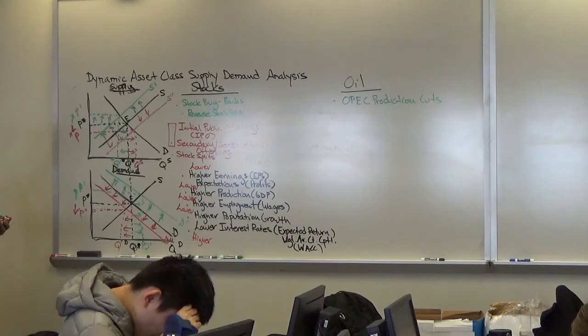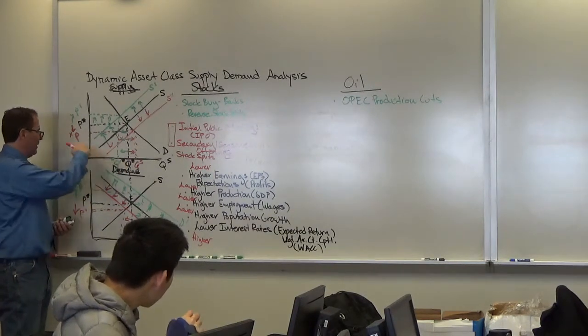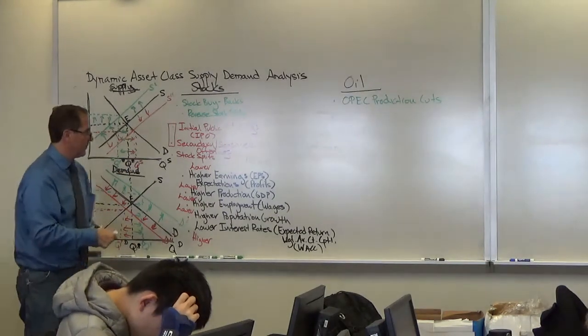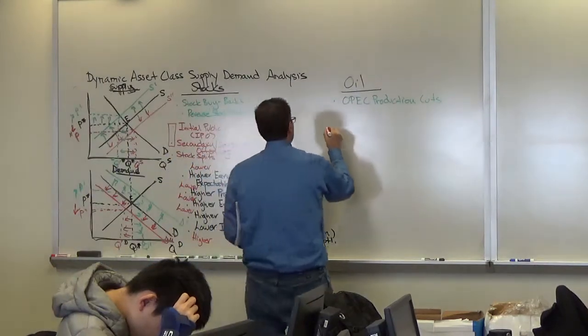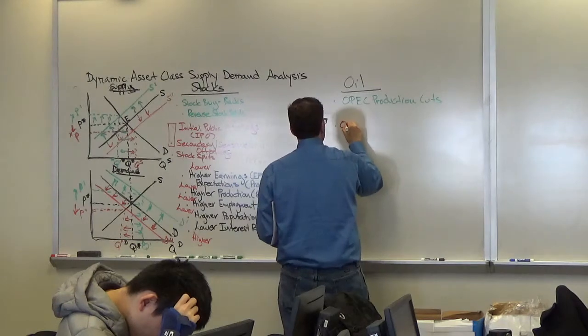Let's just use that one for now. Now, what would cause the supply curve to shift out, quantity of supply to shift out, and prices to fall? Overproduction. Yeah, overproduction.